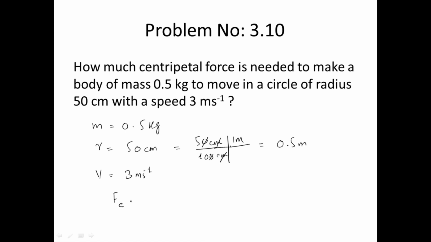Now centripetal force Fc is equal to m v square divided by r. 0.5 kg multiplied by 3 meters per second square divided by 0.5 meter is equal to 9 Newton. 9 Newton is the centripetal force which is required to move 0.5 kg of mass in a radius of 50 centimeter with the velocity of 3 meters per second.